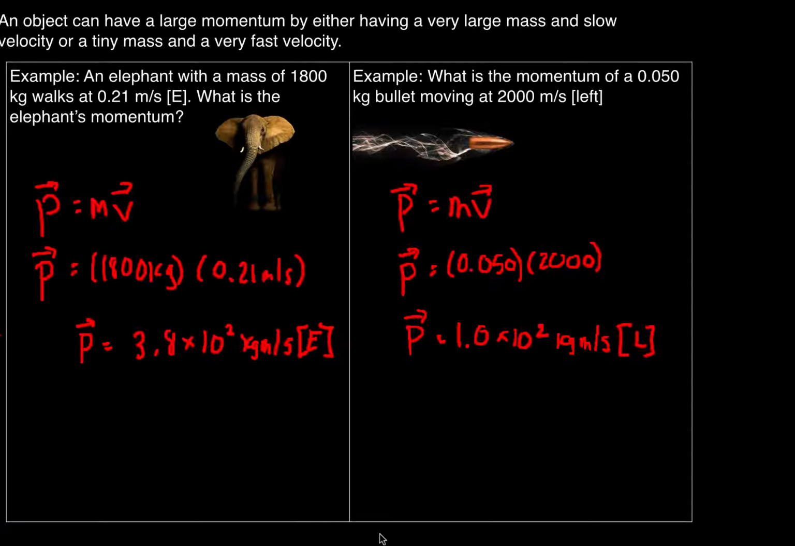You can see these two objects, even though they're quite different in size, have similar momentum, because the elephant is going slowly and the bullet's going quite fast.